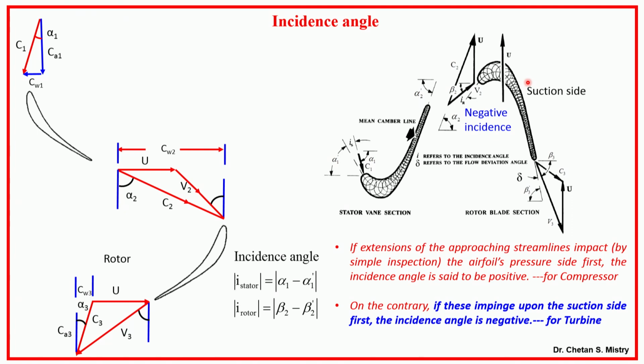So, next term, what we have discussed in case of compressor, when we are taking the sign convention, if we will be having flow incident on the pressure side, we are defining it as positive incidence. Similarly, for this case also, when my flow is impinging on my suction surface, we are talking of that as a negative angle. So, here if you look, this is having positive incidence angle. Here, if I am talking in terms of rotor, that is having negative incidence angle.